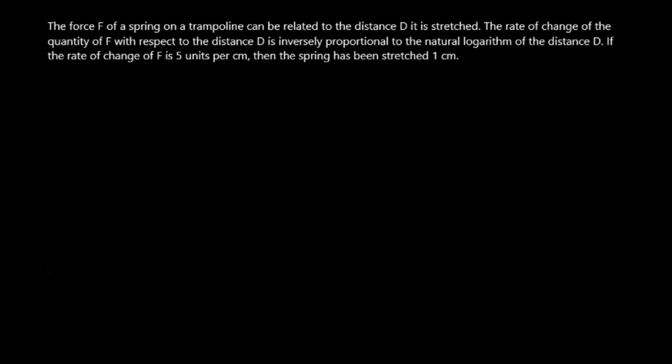In this specific word problem, it reads the force F of a spring on a trampoline can be related to the distance d it is stretched. So we're applying differential equations to an actual context. We're told the force F of springs in a trampoline and the stretched distance of the springs. The rate of change of the quantity of F with respect to distance d is inversely proportional to the natural log of the distance d. So we're going to have a scenario where variable a is equal to k over variable b, right? This is going to be our differential equation. And then we're given actual values.